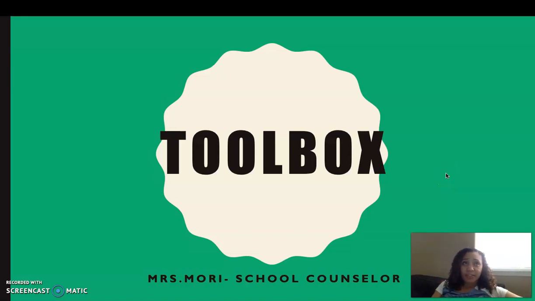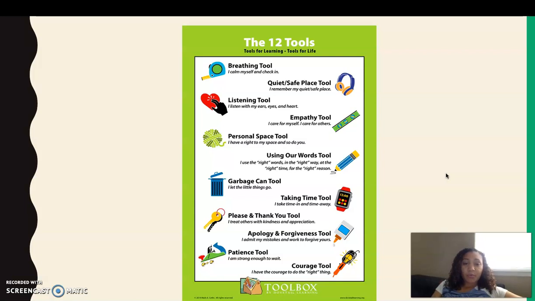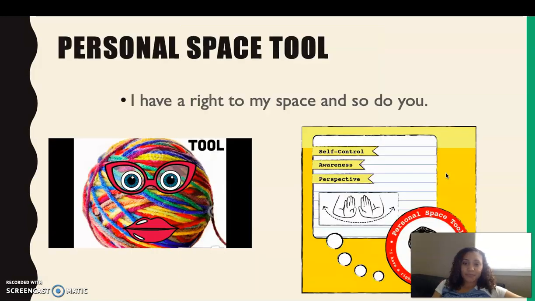Super cool. Technology is absolutely amazing, guys. So I found a way for me to continue with teaching you guys your toolbox lessons because I surely don't want you guys to miss out on any of our lessons. So today we're going to continue on with learning two new tools from Toolbox. Remember, this is our sheet of all 12 of our tools. By the end of the day today, you will have learned 8 different tools, which is really cool.